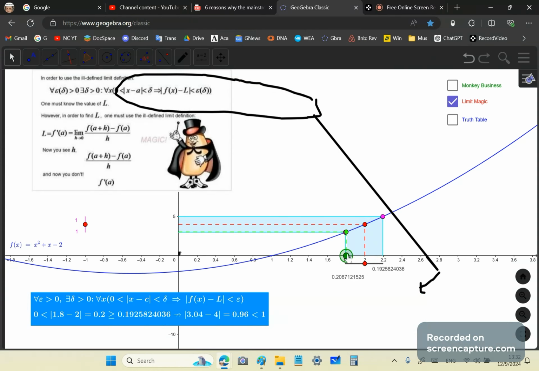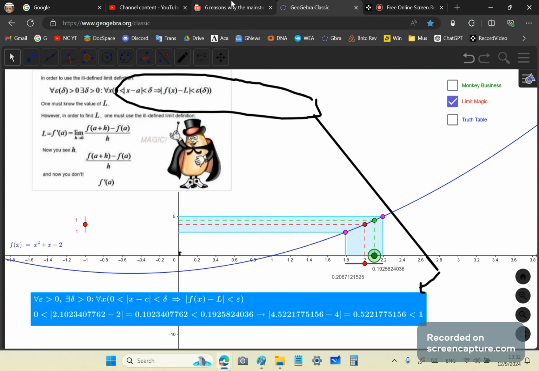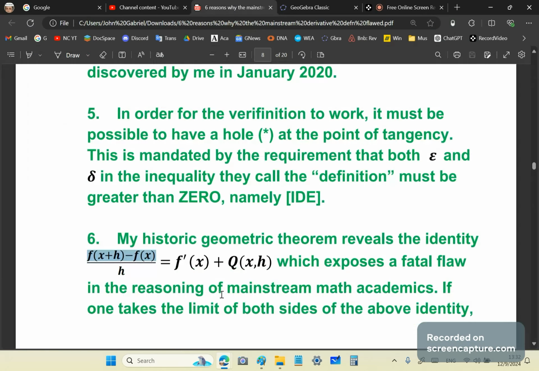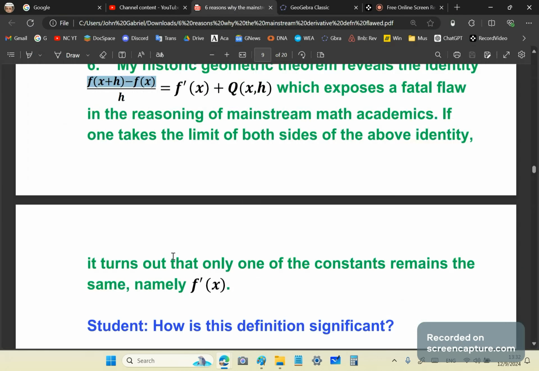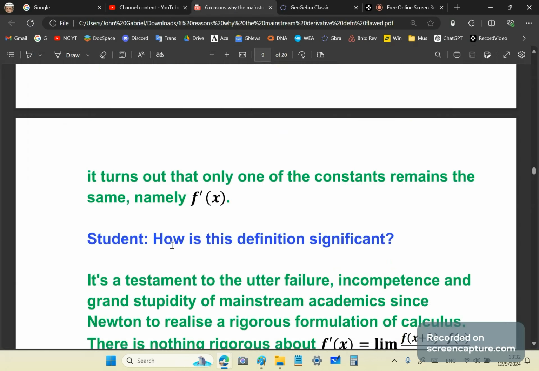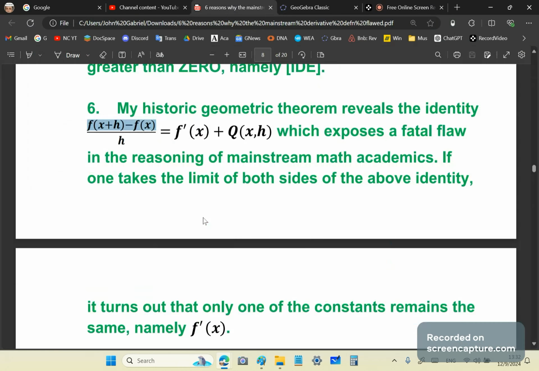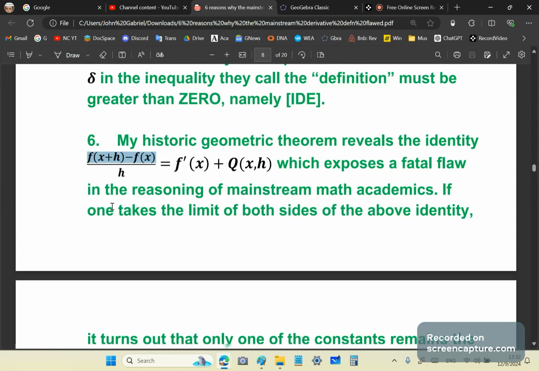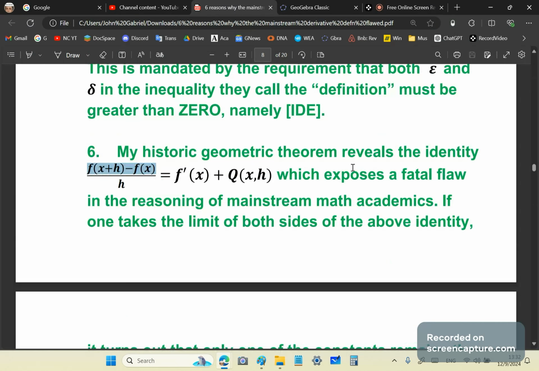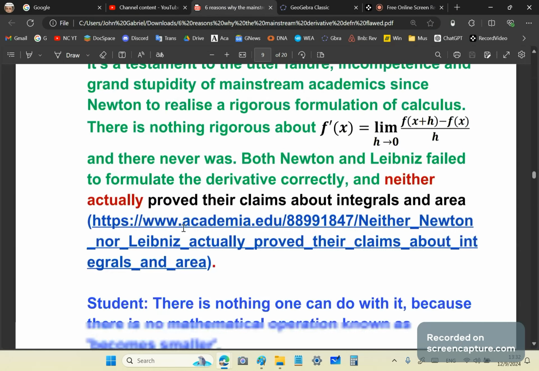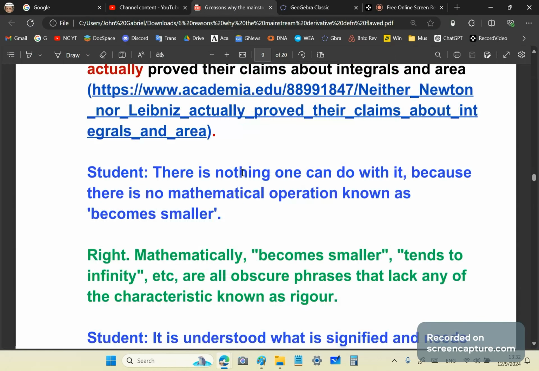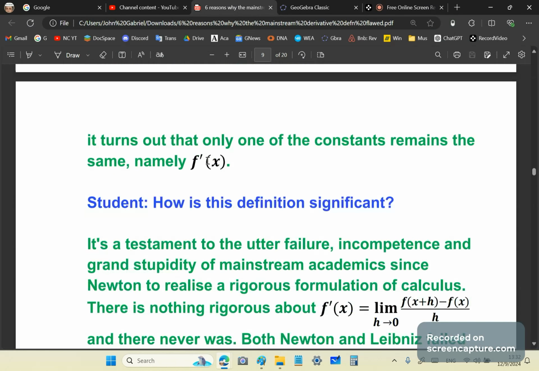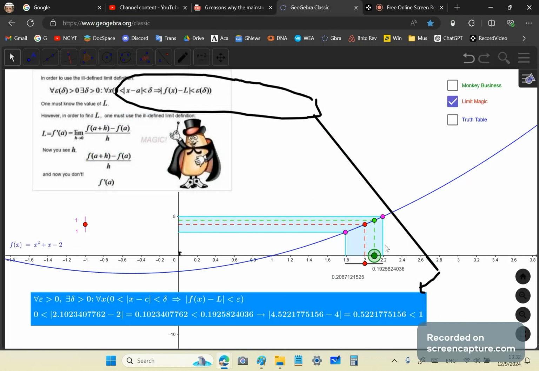I'm going to cover this again in the last lesson, that's part 6, where I describe what that one Chinese professor did in California, where he was trying to explain these inequalities. I'm going to show you that my geometric theorem exposes the incredible stupidity of mainstream academics and their failure to rigorize calculus. So this is pretty much it for this video. This is part 5, and in part 6, I'll finish up the series.